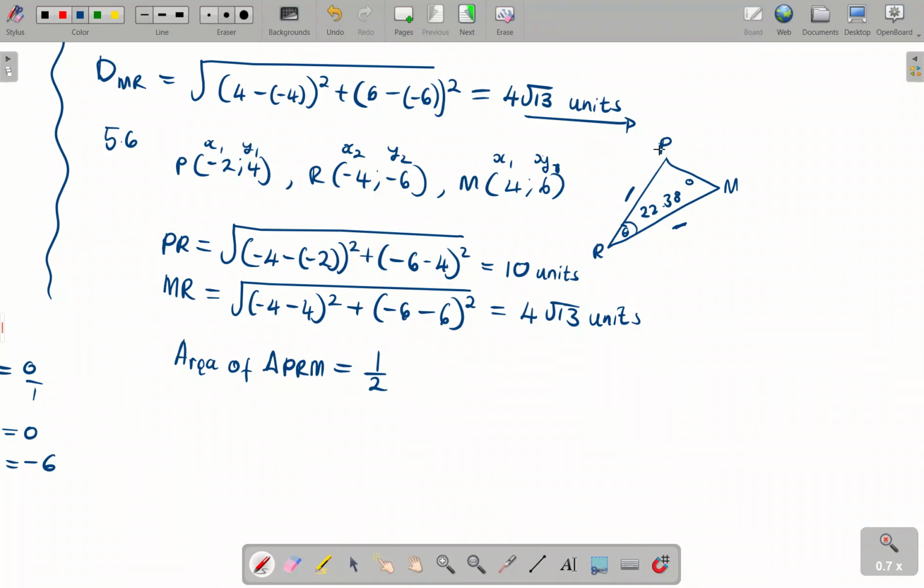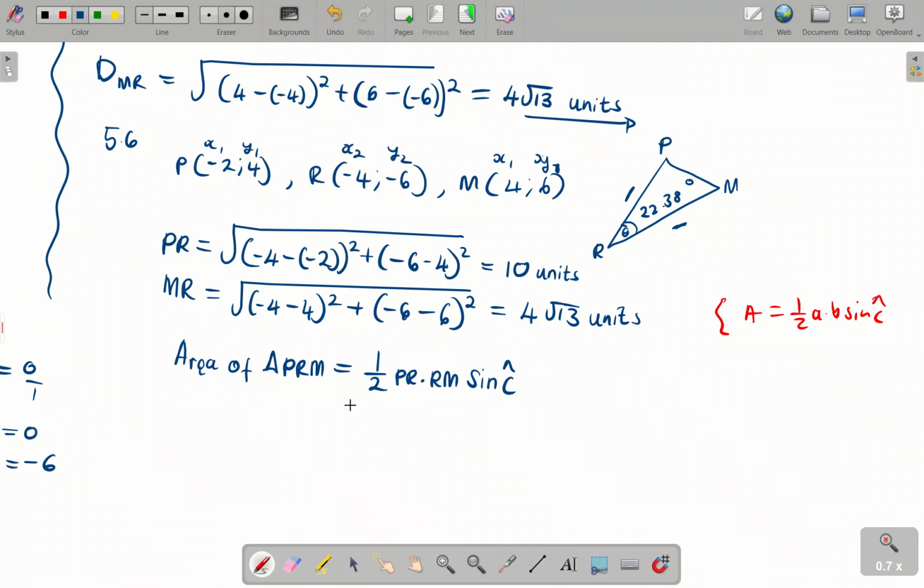In this case, we're just going to say PR multiplied by RM, and then sine of the angle. So it's the included angle. These are the sides that are adjacent to your angle, and then the included angle. Remember, the formula is area equals half AB sine angle C. So I'm using that formula there.